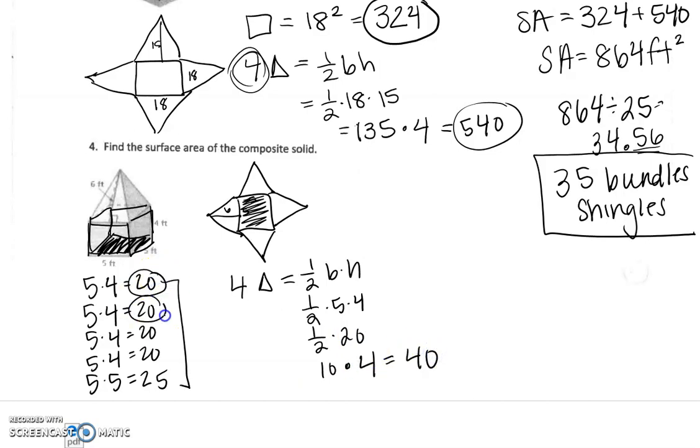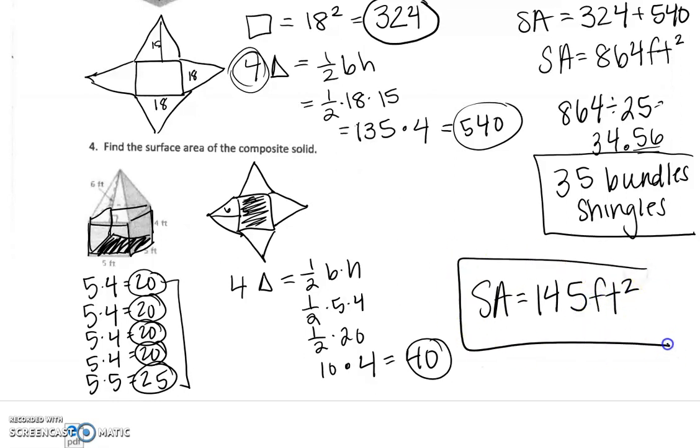So what we're adding is 20, 20, 20, 20, 25, and 40. So 20 times 4 is 80, plus 25 is 105, plus 40 is 145, and this is feet squared. I know I said you were going to do that on your own, but I ended up doing it with you. And that's it.